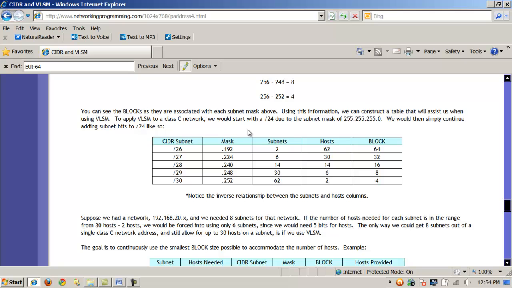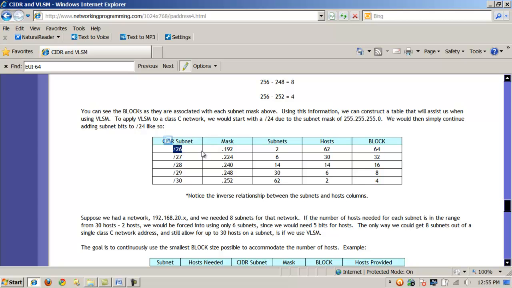If we were going to apply VLSM to a Class C network, we would of course start with CIDR 24. In a normal Class C network, 24 bits, or 3 bytes or octets, are used for the network portion. So my mask would be 255.255.255.0. That's if we're not subnetting anything, and I'm using the last octet, all 8 bits, for the host. So let's say that we were to further subnet that Class C address.